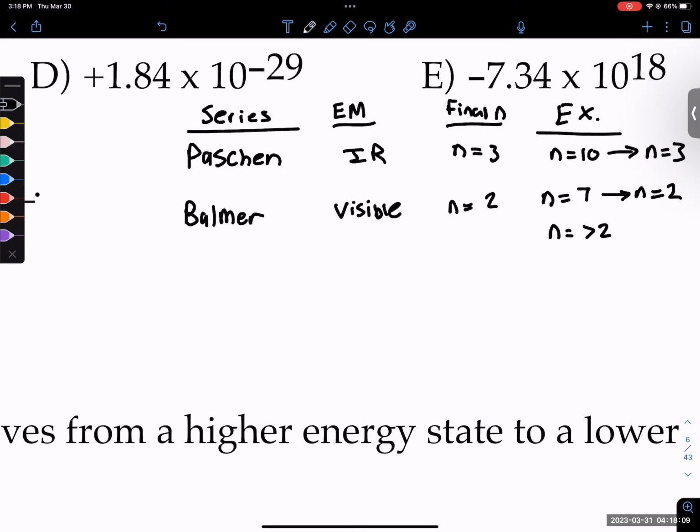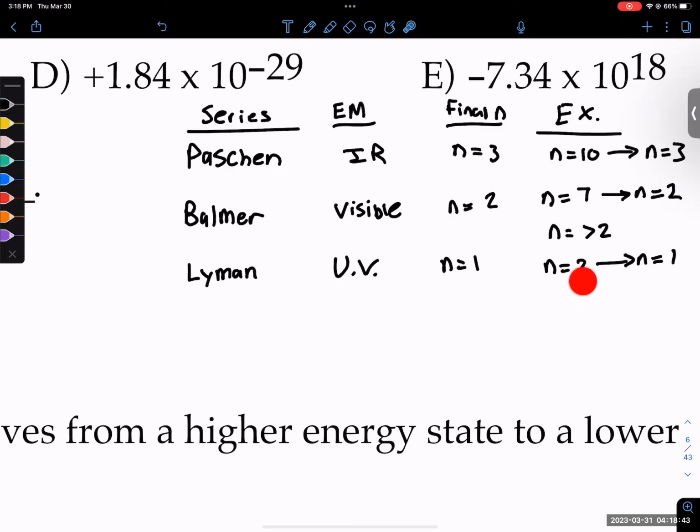There's no transition there. And the last series is the Lyman series. And this one releases a photon in which region of the electromagnetic spectrum? The ultraviolet. There we go. So UV. So the ultraviolet, and the final n for this one is what? n equals 1. So an example could be n equals 2 to n equals 1.